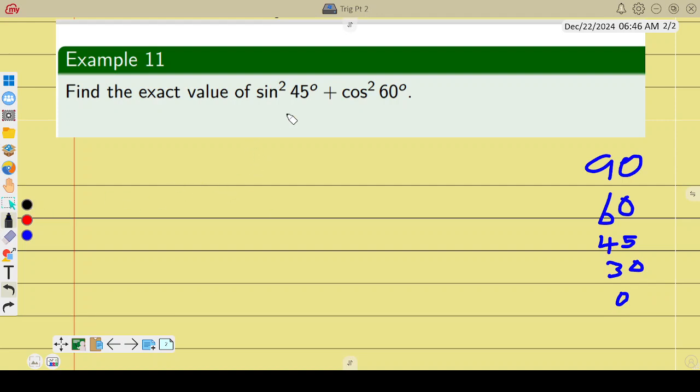So what this simply means is we have sin 45 squared. Yeah, so that's the square, plus cos 60 squared.